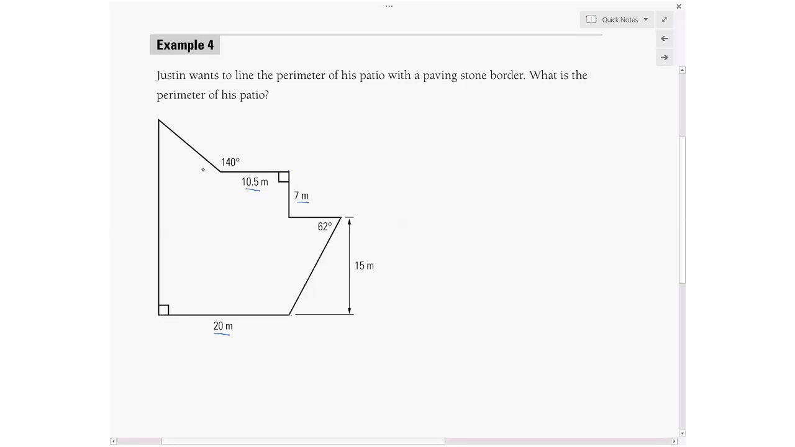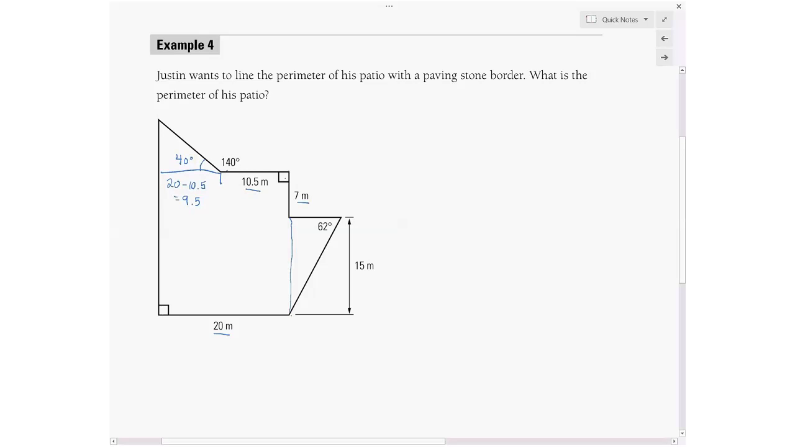So I'm going to start over here. I have this 140 degrees, and this is a straight line, so I know that this straight line, if you remember, is 180 degrees. If this is 140, what's left over? 40 degrees. So that's a 40-degree angle. But I don't have any sides here. If I run this up like this, now I have a rectangular shape here. If this is 20 meters, from here to here is 10.5. That means this has to be 20 minus 10.5, that has to be 9.5 meters. Okay, so I have this, I have my 40 degrees.